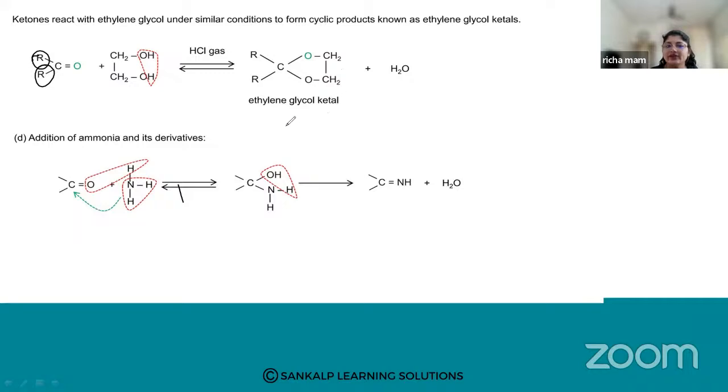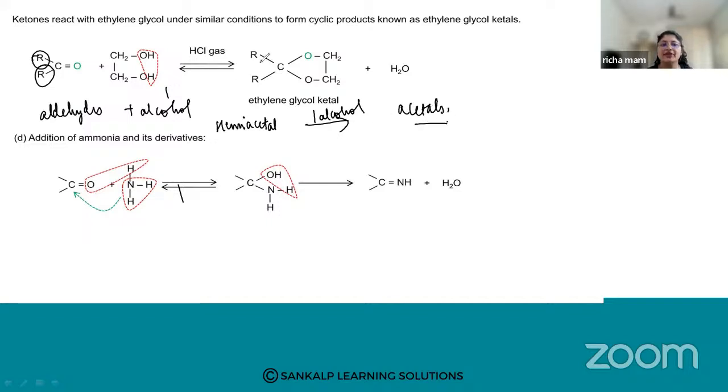Whenever you have aldehydes and they react with one molecule of alcohol, you get hemiacetals. Then this hemiacetal, when it reacts with one more molecule of alcohol, you get acetals. Remember this. But when you react the ketones with alcohols, here you have ethylene glycol. In ethylene glycol, you can see there are two OH groups. So what happens when you pass HCl gas?